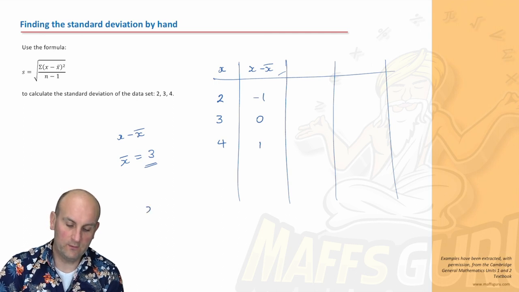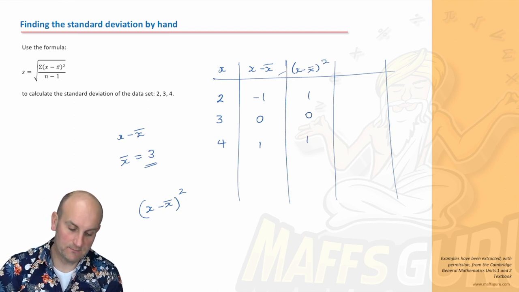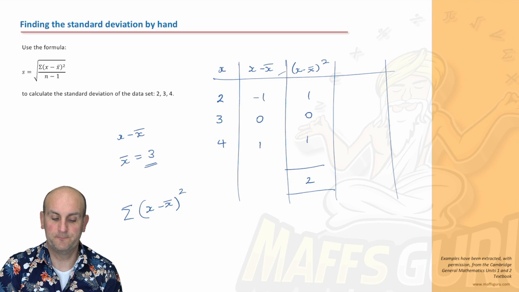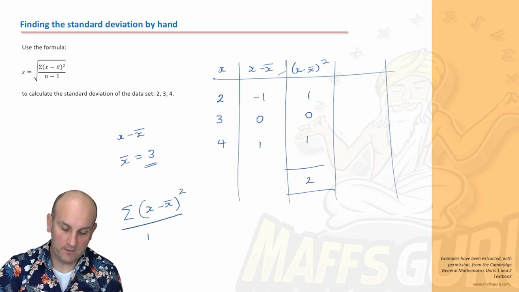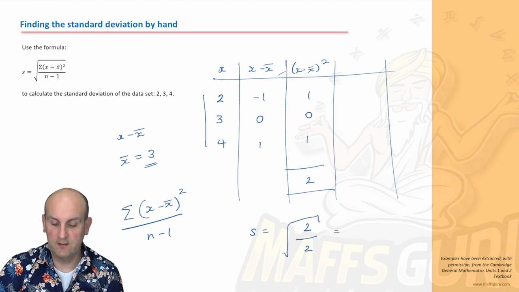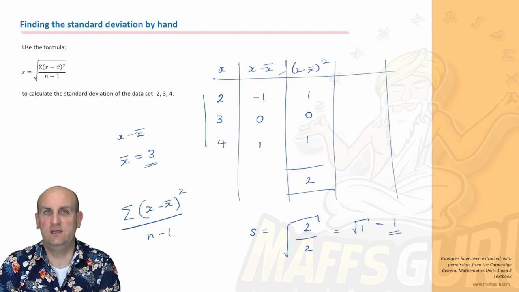What does my formula tell me to do then? Well, I've done the x minus x bar. That's in brackets, and I've got to square it. So I'm now going to do x minus x bar squared, which gives me 1, 0, and 1. What does my formula then tell me as I continue to build it up? Sum those values together, which gives me 2. What do I then do? I divide that by the number of data items less 1. So my standard deviation is 2 divided by 2, because there are 3 data items, take away 1 is 2, and then I'm going to square root it. Well, that gives me the square root of 1, which is 1. So I now have this standard deviation as 1.